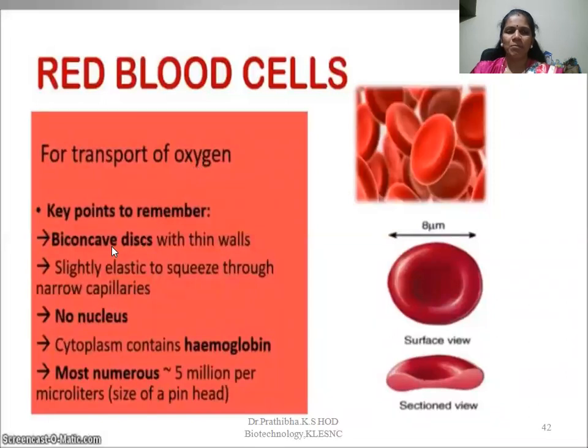Key points to remember: biconcave disc with thin walls, slightly elastic to squeeze through narrow capillaries. Because of this biconcave shape and elasticity, these RBCs move very easily in the blood vessels, through capillaries. Because of sickle shape, what happens? Crisis or obstruction happens within the blood vessels. These RBCs are devoid of nucleus. Cytoplasm contains hemoglobin, most numerous, that is 5 million per microliter, size of a pinhead.